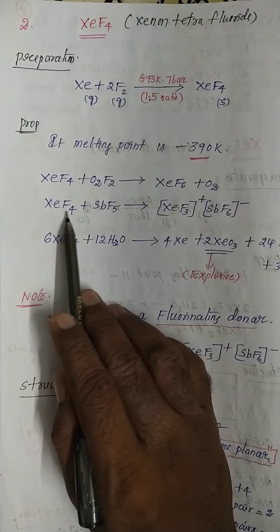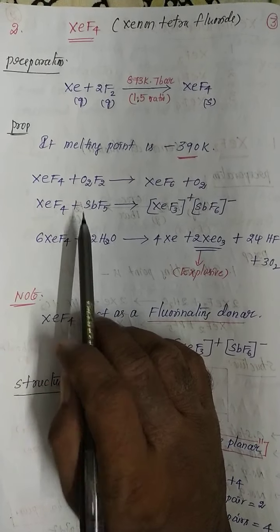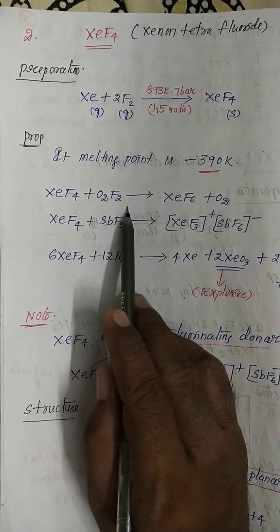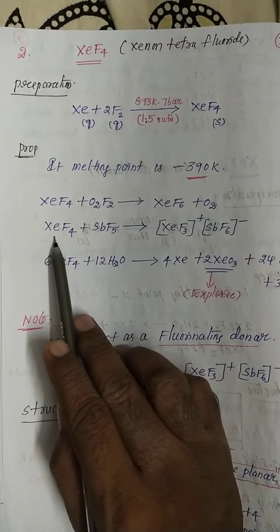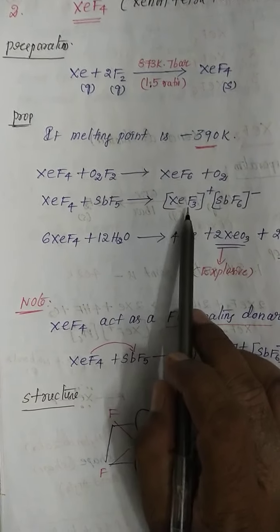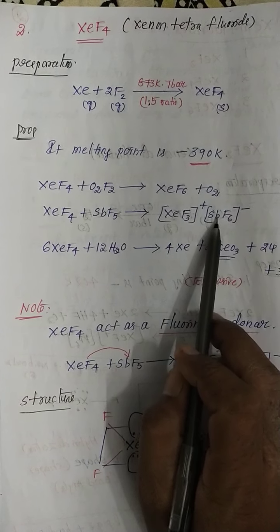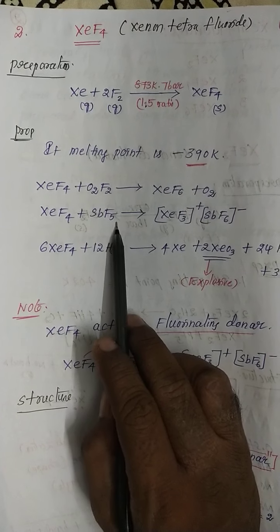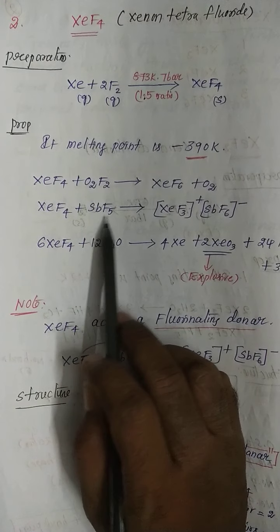So here, listen carefully, xenon tetrafluoride acts as a fluorinating donor. Fluorinating donor means XeF4 can easily donate fluorine to SbF5, antimony pentafluoride. That's why xenon tetrafluoride acts as a fluorinating donor. So what compound is formed here? XeF3 plus, because one fluorine is donated, and SbF6 minus. Now here, SbF5 acts as a fluorinating acceptor, but xenon tetrafluoride acts as a fluorinating donor.